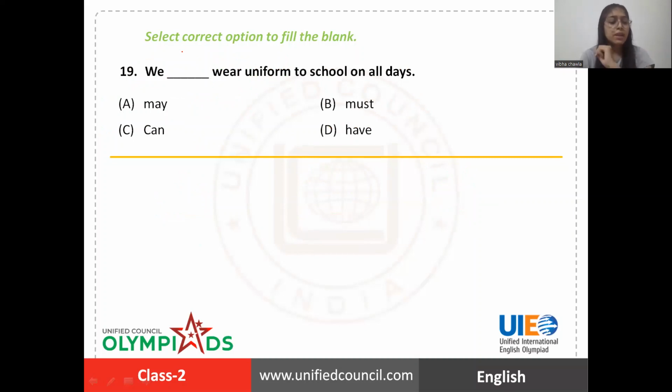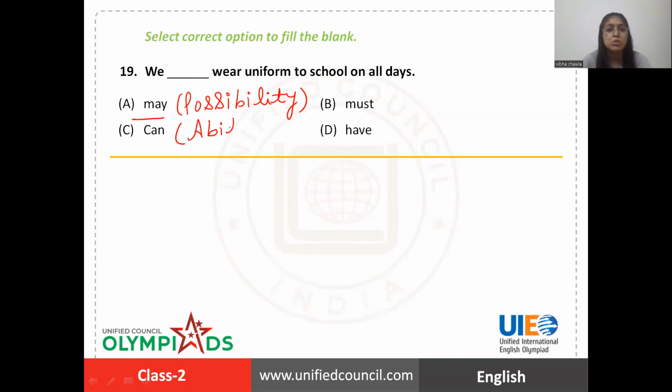All right, then we have the next question, which is question number 19. We blank wear uniform to school on all days. We have to fill the right modal verb here. We may wear, may shows possibility. We are not trying to show possibility here. Can, we can wear, can shows our ability to do something. Again, we are not showing ability here.